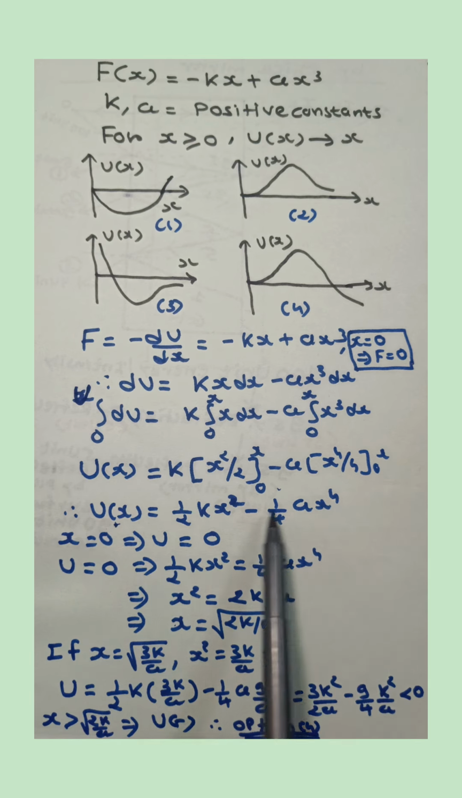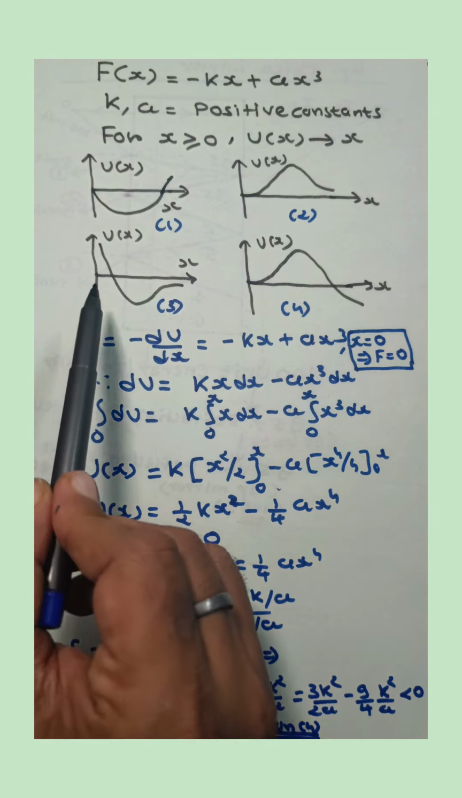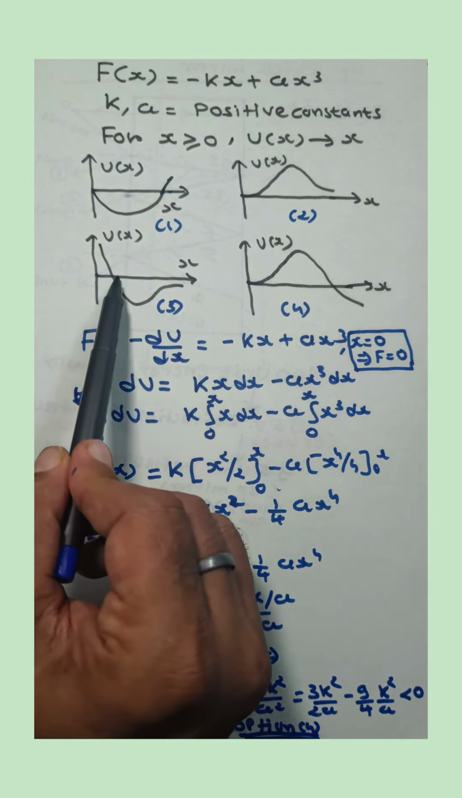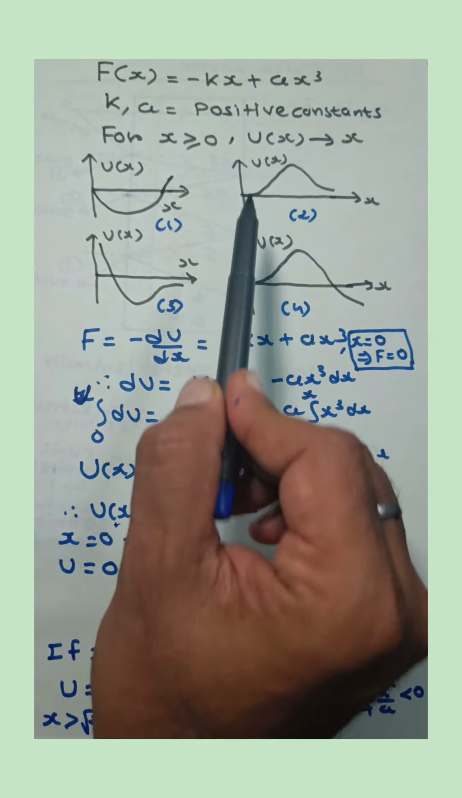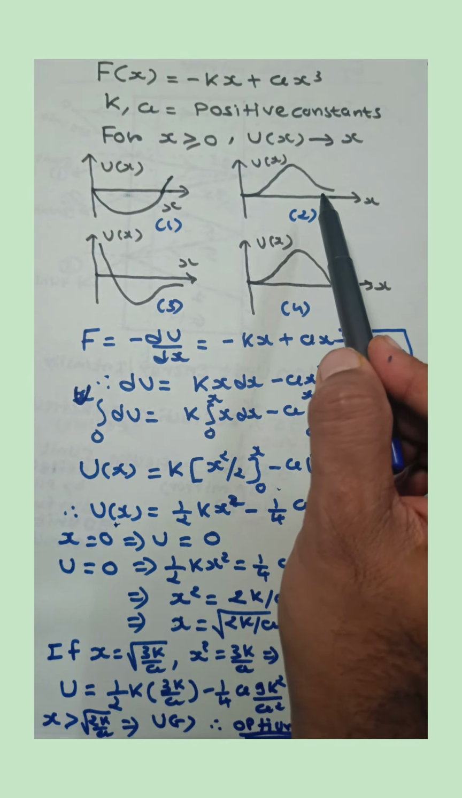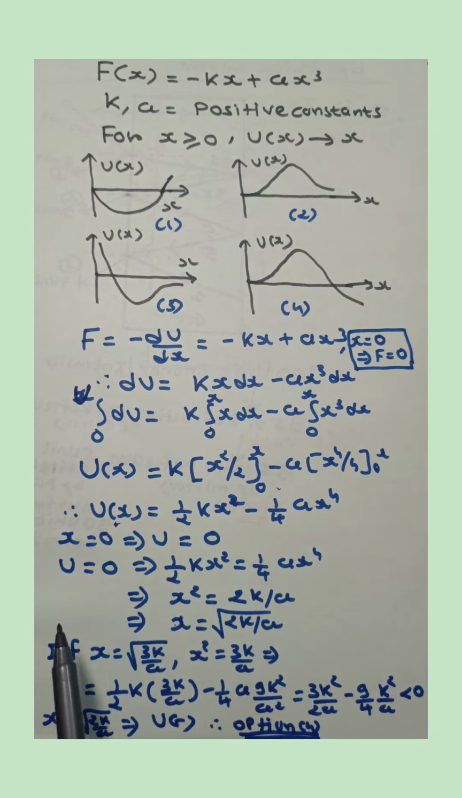Now from this formula, when x is 0, U is 0. That is not possible in the third graph. Here x is 0, U is 0. In these two also, x is 0, U is 0. So the right answer is either the second option or the fourth option.